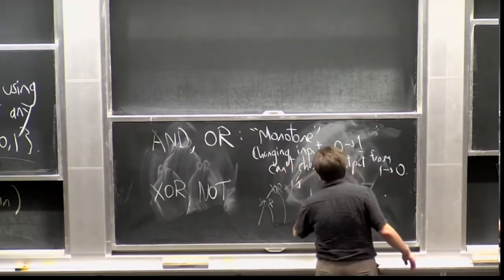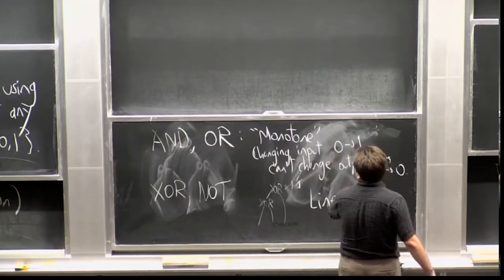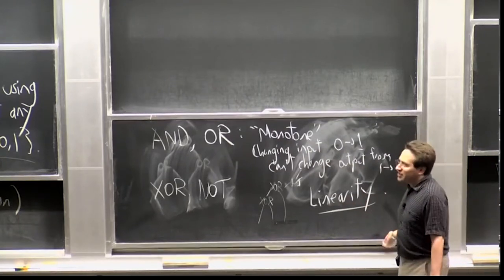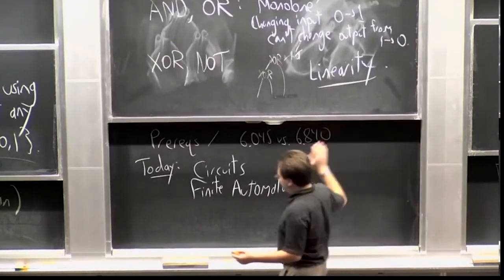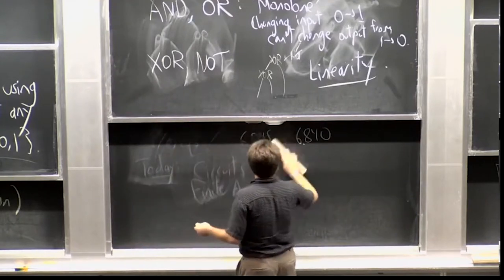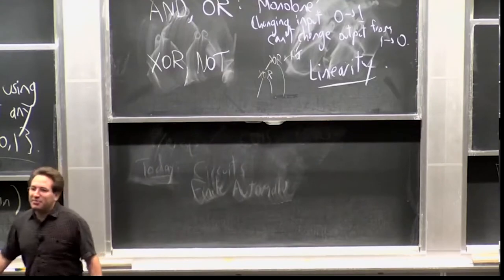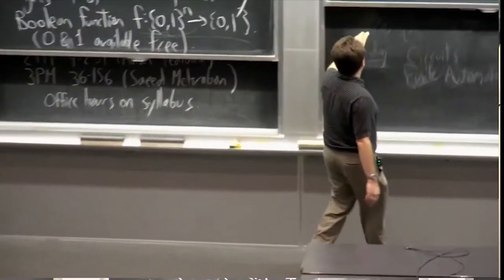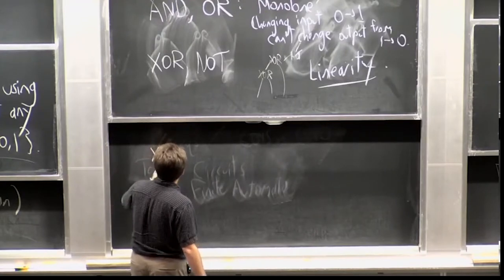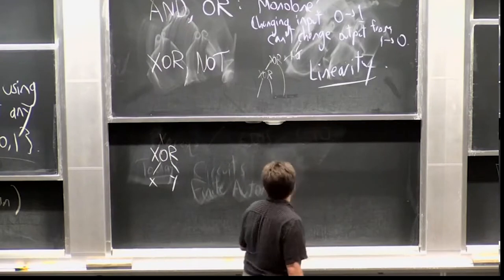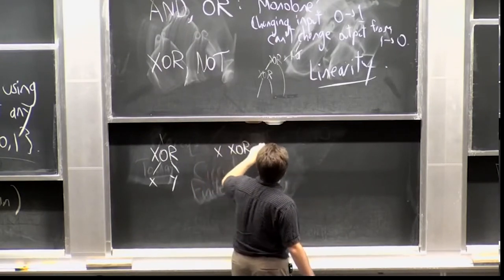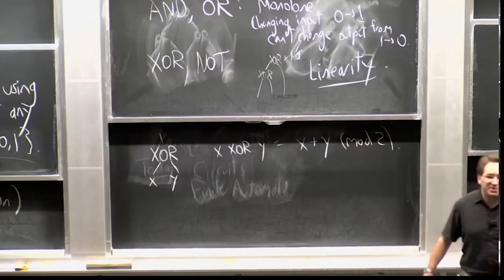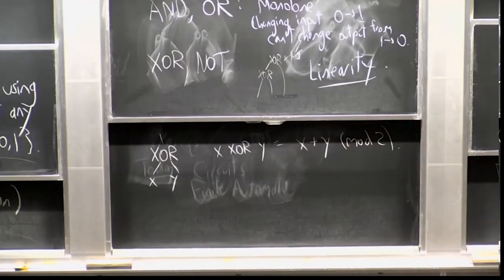The property that I want here is actually linearity. AND and OR preserve that the function is always monotone; XOR and NOT preserve that the function is always linear. What do I mean by linear here? I actually mean linear modulo 2, so linear over the field that has two elements. If I interpret the XOR of X and Y algebraically as an arithmetic operation on bits, then it's just X plus Y mod 2. That's all it is.